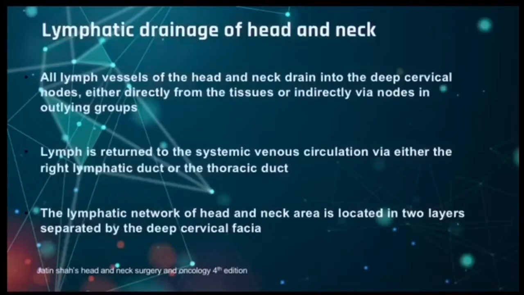The lymphatic drainage of head and neck. All lymph vessels of the head and neck drain into the deep cervical nodes, either directly from the tissues or indirectly via nodes in the outlying groups. The lymph is returned to the systemic venous circulation via either the right lymphatic duct or the thoracic duct. The lymphatic network of the head and neck area is located in two layers separated by the deep cervical fascia.